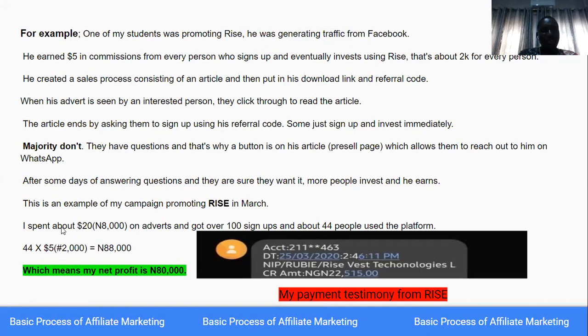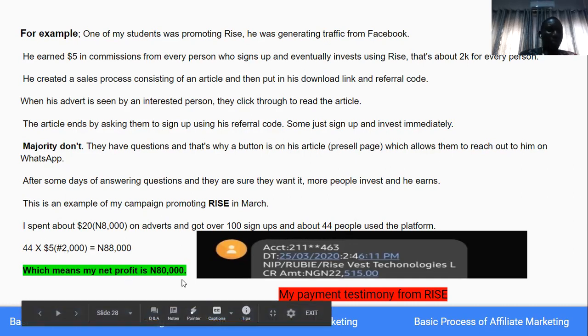I spent just about $20 or 8,000 naira on adverts, and in total, I got about 100 signups and about 44 people used the platform. So that was how I made almost $500.